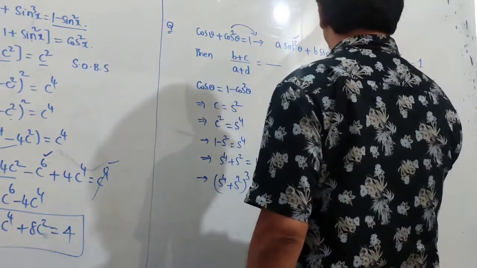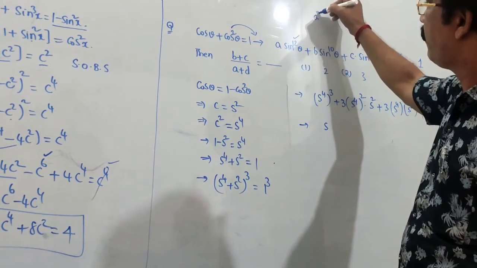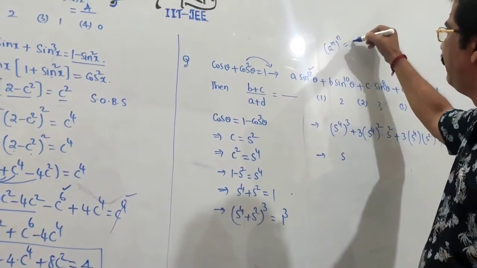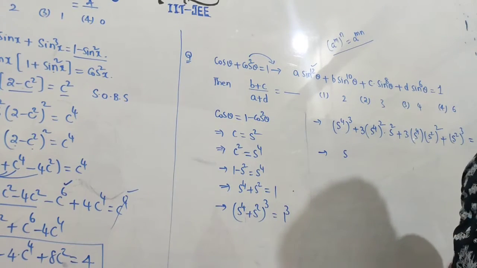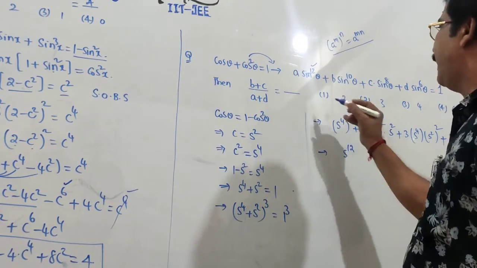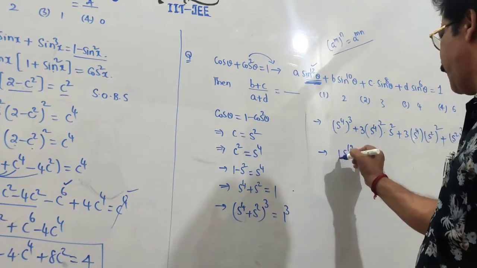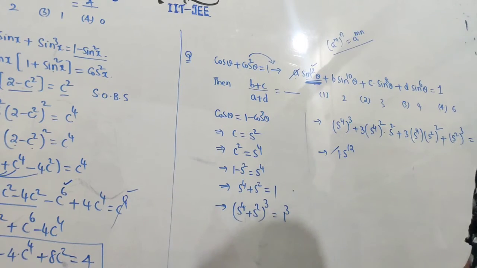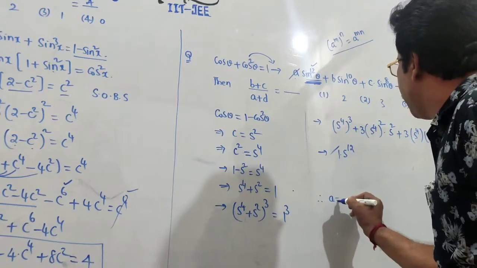So that implies sine to the power of, as I already said, a basic formula: a to the power of m, whole power n, is equal to a to the power of m into n. In the same sense, 4 into 3, 12. Gradually we are getting sine to the power of 12 theta. What is its coefficient? 1. So therefore a is equal to 1.